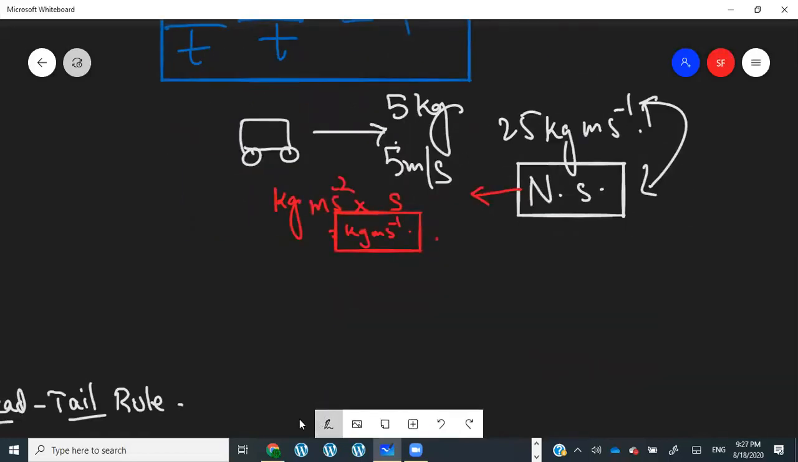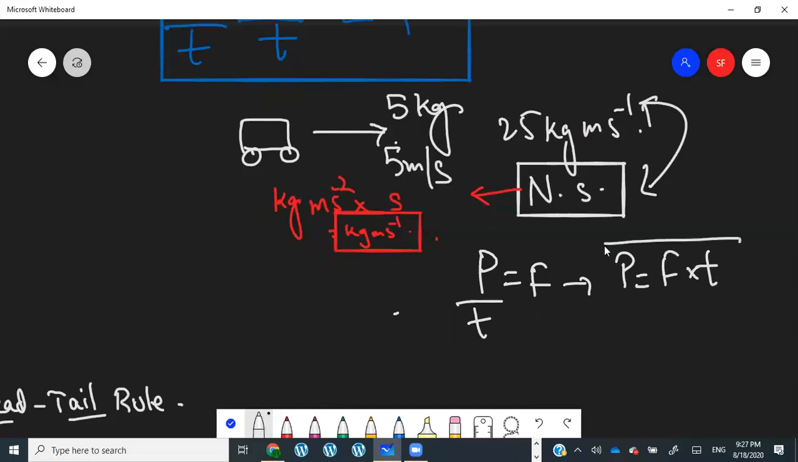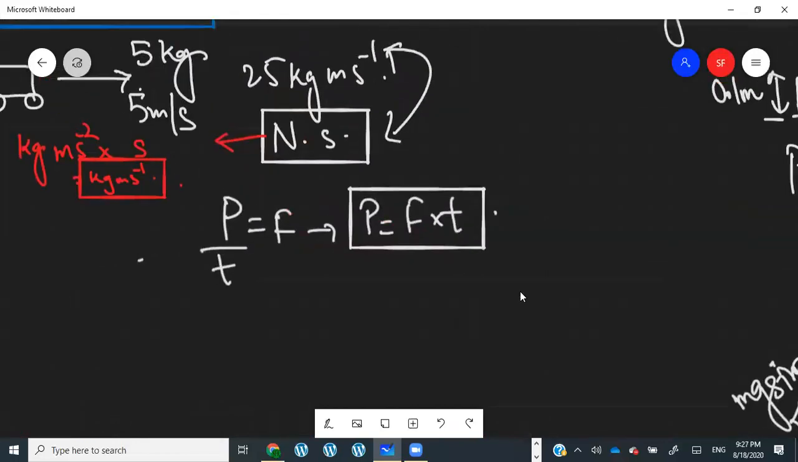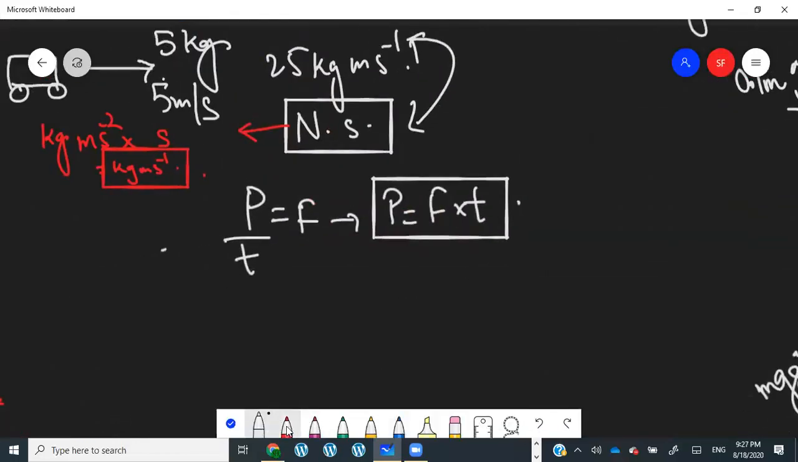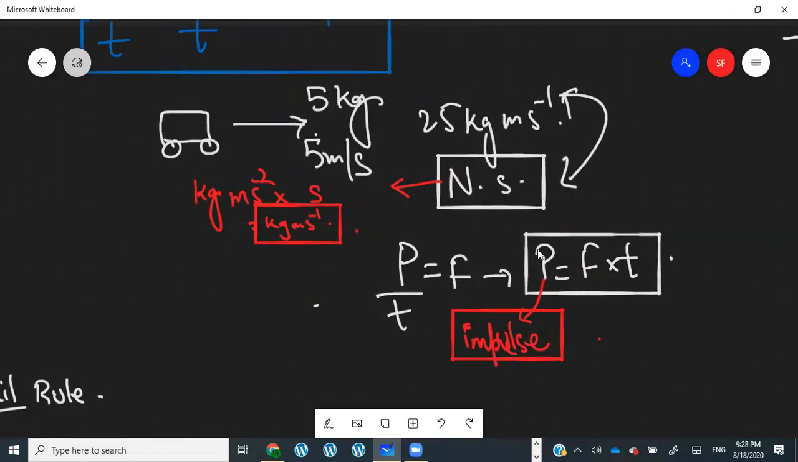Now, if you have this, so momentum divided by time is force. I can also say that momentum is equal to force into time. Now, this product of force and time has a special name and it's called impulse. The product of force and time is momentum as well, and it's called impulse.